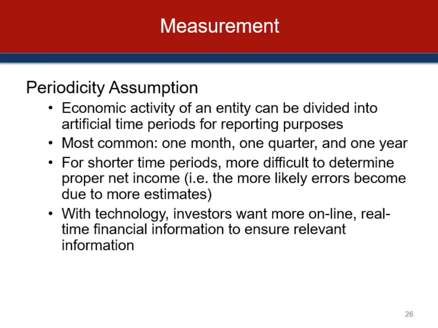So for shorter time periods, it's more difficult to determine proper net income because of the trade-off between timeliness and verifiability. So it's more likely that errors or limitations would be present in monthly and quarterly financial statements than in the annual one, because they need to make more estimates. Less of the uncertainty has been realized before the actual end of the year.